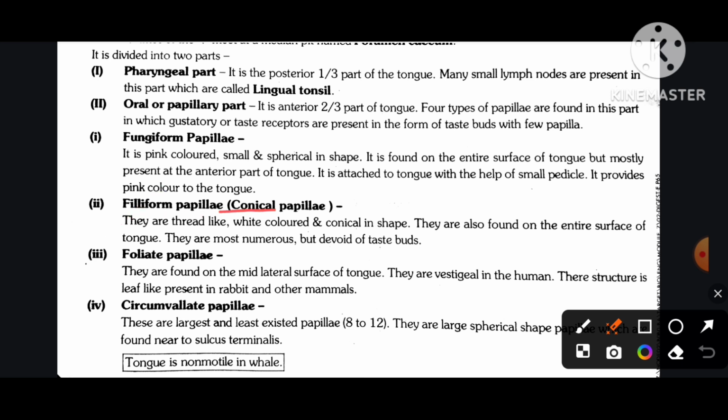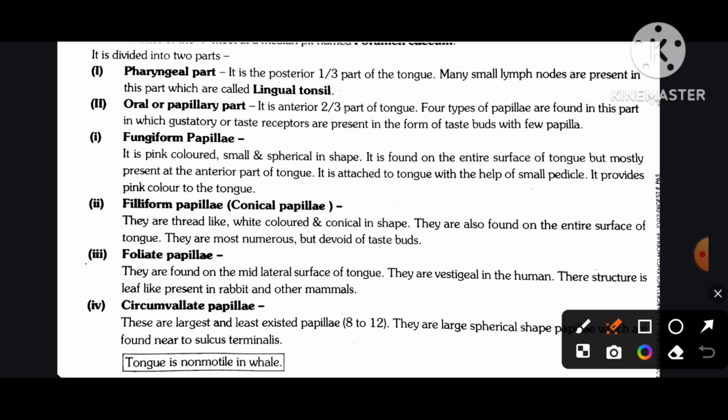Number two, filiform papillae, or conical papillae. They are thread-like, white-colored and conical in shape. They are also found on the upper surface of the tongue. They are the most numerous but devoid of taste buds. Number three, foliate papillae. They are found on the mid-lateral surface of the tongue. They are vestigial in humans. Their structure is leaf-like, and they are present in rabbits and other mammals.